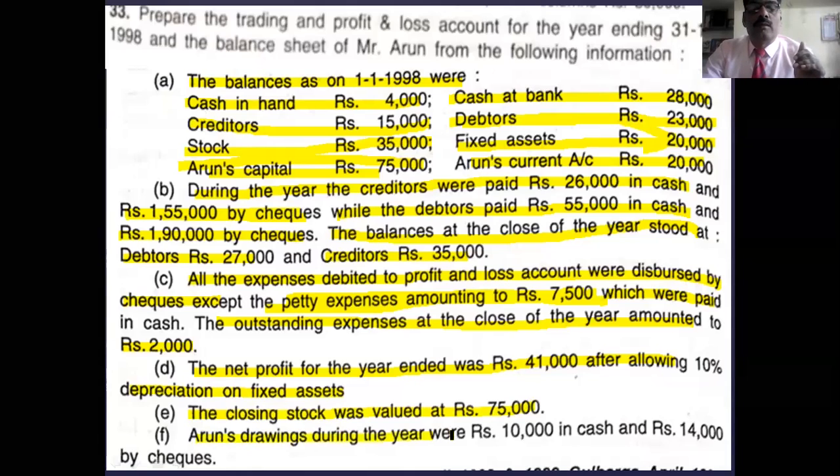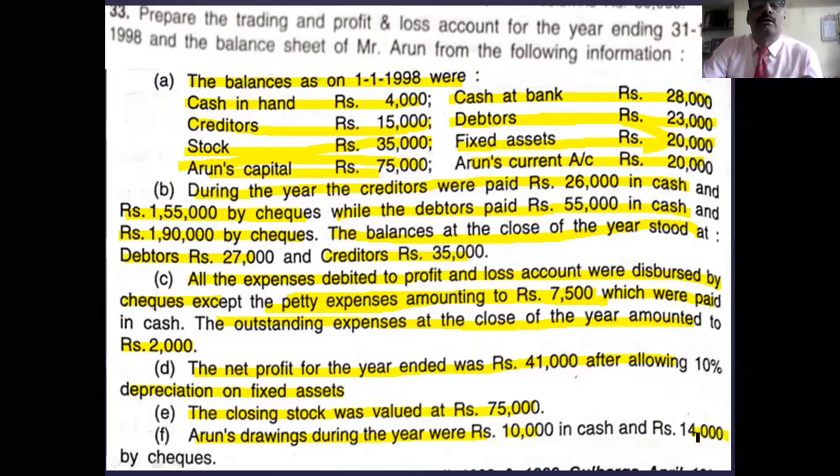Arun drawings were made during the year 10,000 in cash and 14,000 by check. Means in the cash account payment side by drawing 10,000. In a bank account by drawing 14,000. Separately to take. Okay. For your convenience purpose, I am separately opening the cash account and bank account.